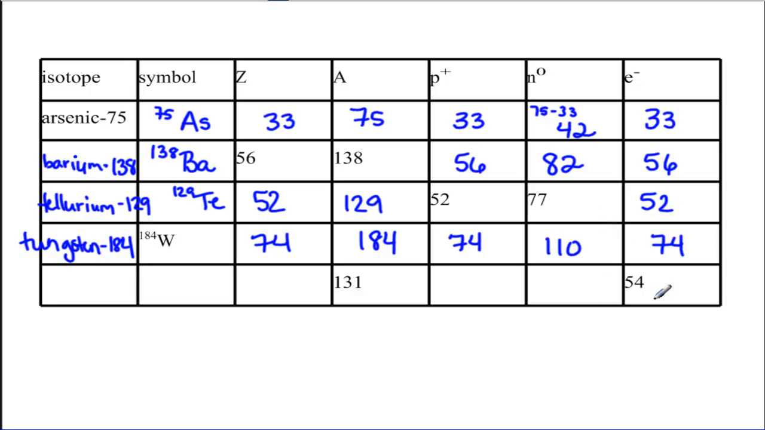And finally, in this last row, I have 54 electrons and a mass number of 131. So 54 is my protons and my atomic number. 131 minus 54 gives me 77 neutrons. 54 tells me what my element is. In this case, it is xenon. And my mass number is 131. So xenon 131, I should say, is my isotope.